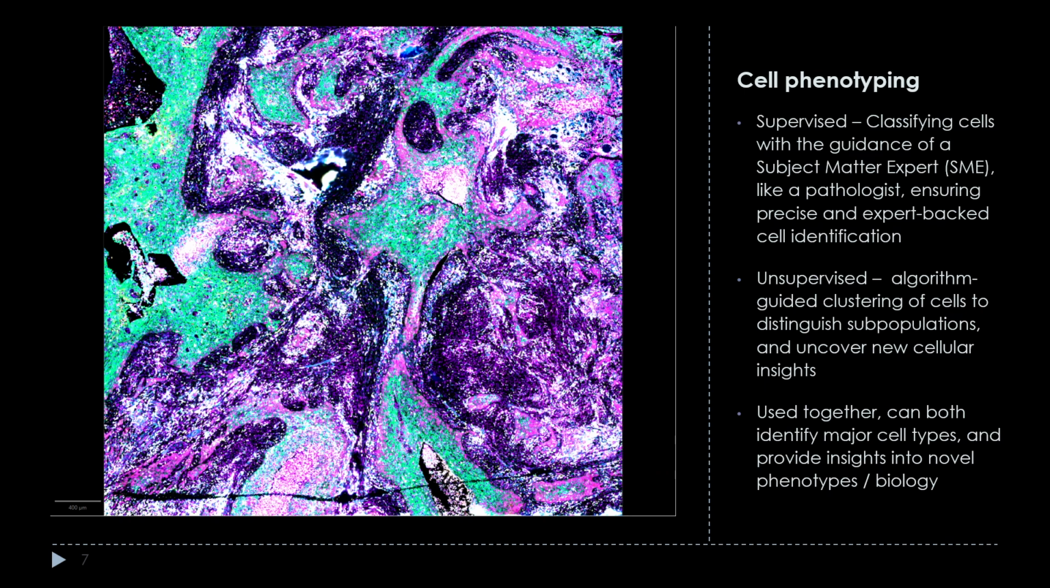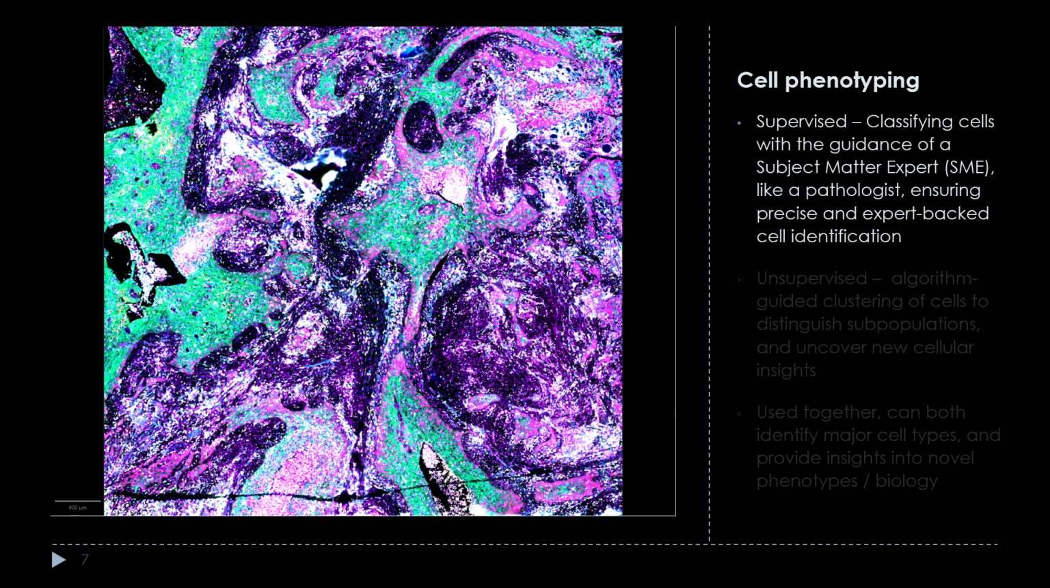There are multiple approaches to take towards phenotyping cells. Supervised classification is done in tandem with the guidance of a subject matter expert, such as a pathologist. Unsupervised approaches autonomously cluster cells to reveal distinct subpopulations and uncover new cellular insights without prior labeling. Using these approaches in tandem can actually maximize the insight derived from multiplex datasets, effectively balancing expert accuracy with algorithmic discovery. But in this presentation, we will focus primarily on supervised approaches and how this can be used to query specific cell types of interest.